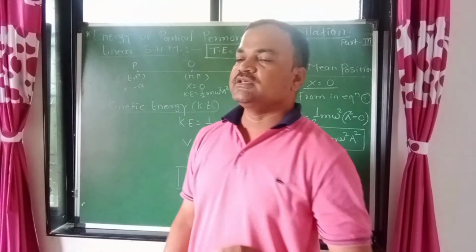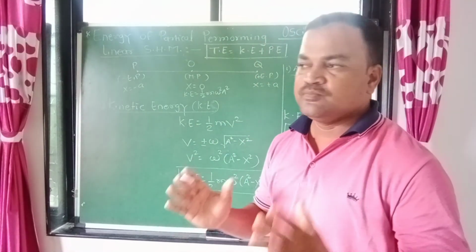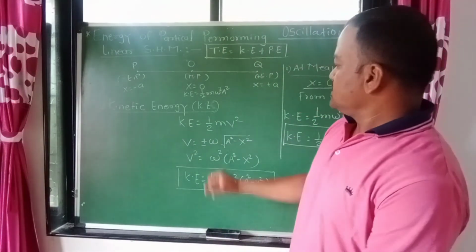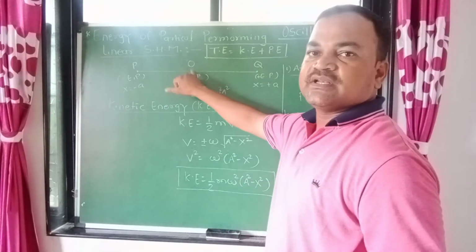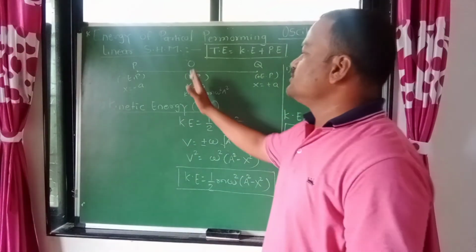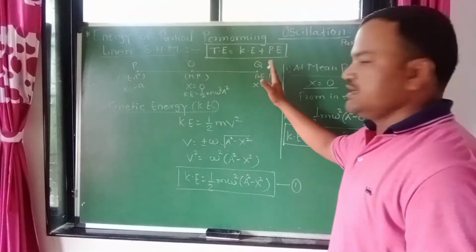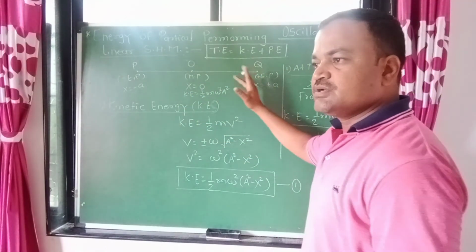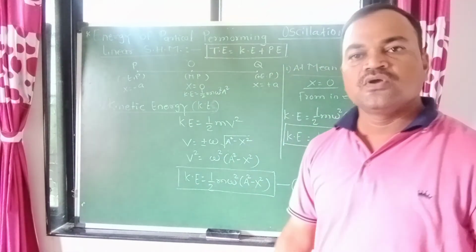We already saw the velocity at mean position. Velocity is also maximum at mean position because the particle starts from mean position, and it goes on decreasing as the particle moves from mean position to extreme position. At extreme position, the value of velocity becomes 0, so therefore kinetic energy is also 0.